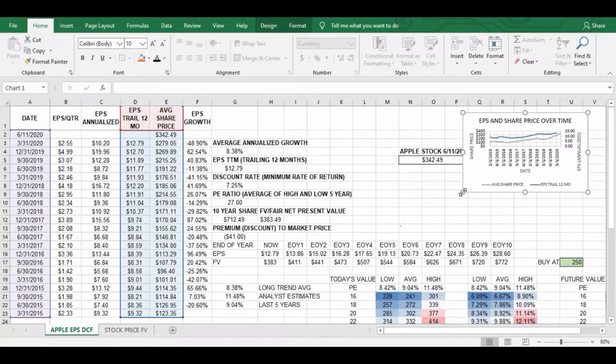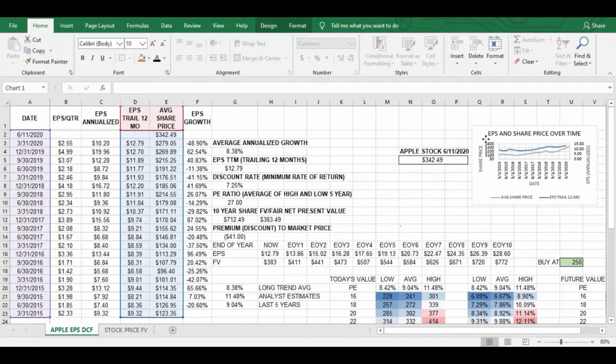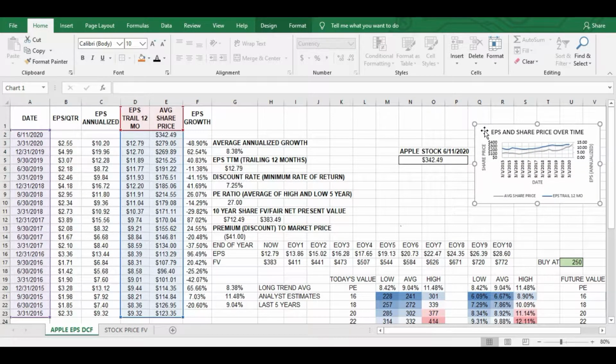So the next question is, what information do we need to do the actual discounted cash flow? First thing I like to look at is the long trend averages for earnings per share growth over a long trend, which is greater than 5 years, 5 years, which I tend to rely on the most heavily, and analyst estimates. Notice for Apple that all the estimates are fairly close together, 8 to 11%. We'll walk through all of these.